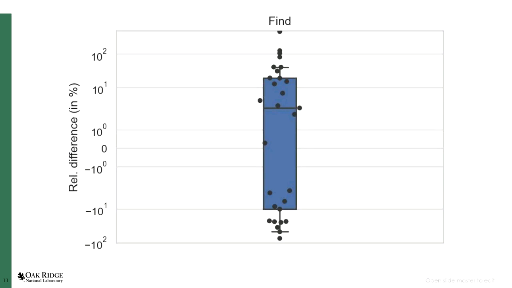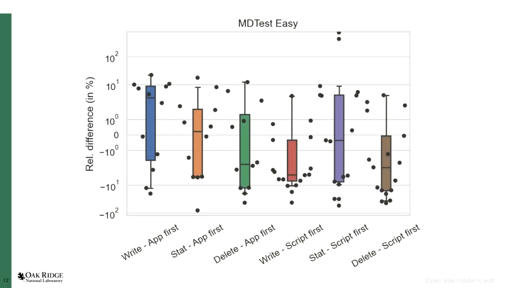Now I got more complicated, by complicated I mean more results. MDtest easy, right? Again, first application: write, stat, delete, write, stat, delete. And there you see this 10%, minus 10%, and most results are here with, of course, some outliers. So we start feeling confident.